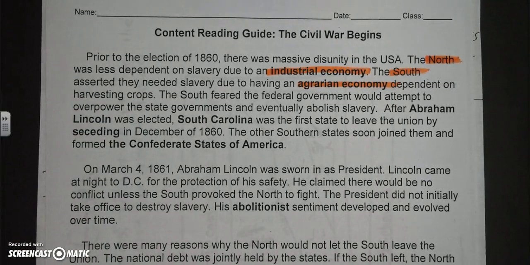We discussed and read about the different types of economies. We talked about how the North was very heavily reliant upon an industrial economy, and the South had an agricultural economy. That's what that word agrarian means, agriculture. They depended on harvesting crops.